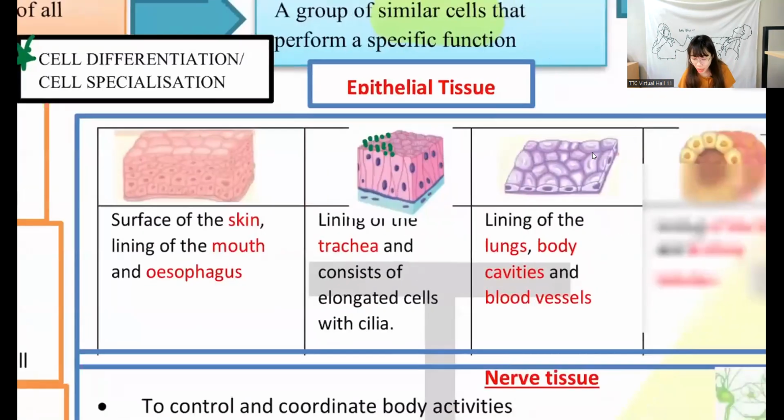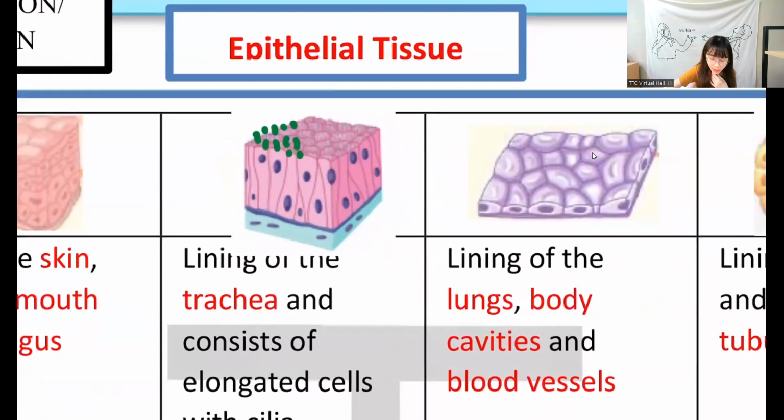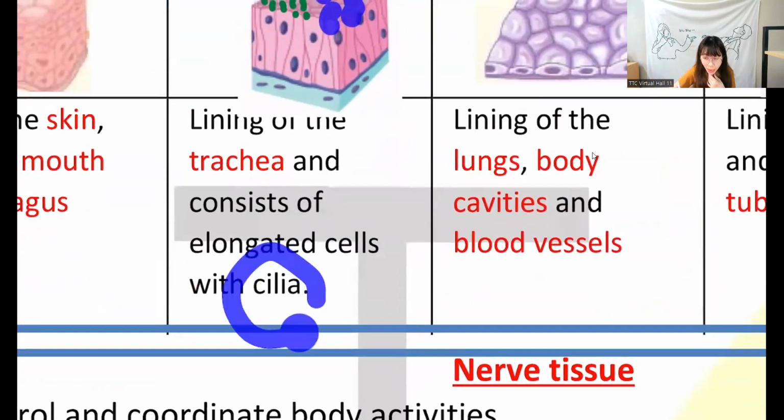Okay, now next one, we have the lining of the trachea that consists of elongated cells with cilia. In the trachea, we have a thing called goblet cell. Goblet cell is to secrete mucus. Mucus is to trap dust particles. Everyone, we have mucus in the trachea itself. As you can see, we have these hair-like substances, right? The hair over here is actually the cilia.